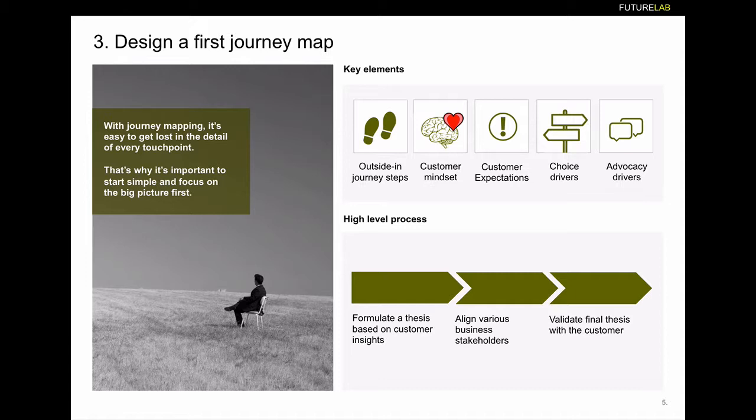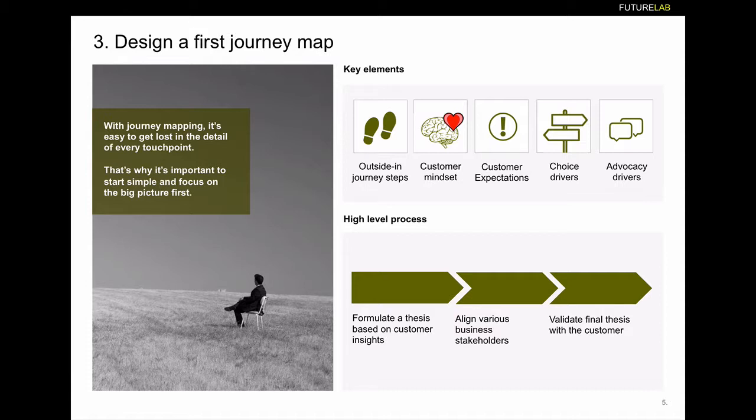etc., you very quickly come to a matrix of thousands of elements, touch point moments to be managed. Now, that permutation is too big for any business to manage for the first time. Yes, it may be very accurate, but nobody will understand it, nobody will care, and nobody will know what to do about it. So when doing journey mapping, it's really easy to get lost in the detail of every touch point, which is why it's important to start simple and focus on the big picture first. Yes, there are a few exceptions, which I'll get to later, but generally simplicity is the key.